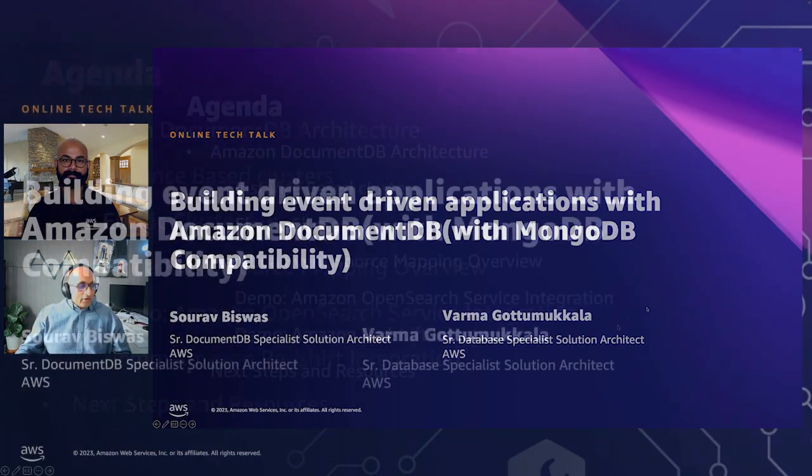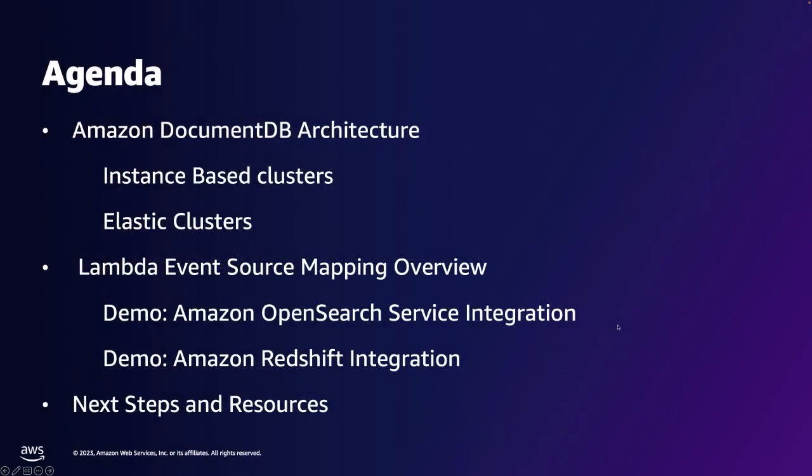So let's get going. Today, this is a brief agenda of what we're discussing. We're going to talk about Amazon DocumentDB and its architecture a little bit, because we have two different versions: instance-based clusters and elastic clusters. We'll be talking briefly about both of them. And then we'll also talk about an important piece, which is our Lambda event source mapping that helps you stream the data from DocumentDB to any other AWS services.